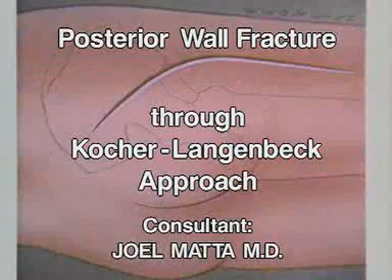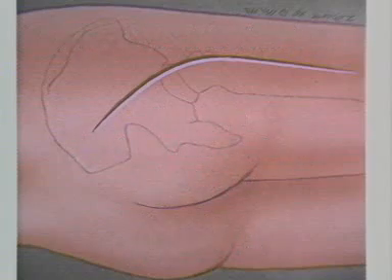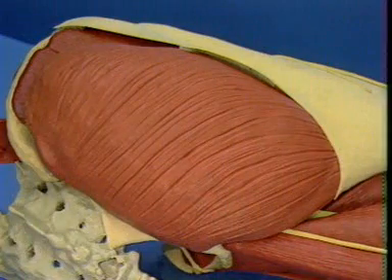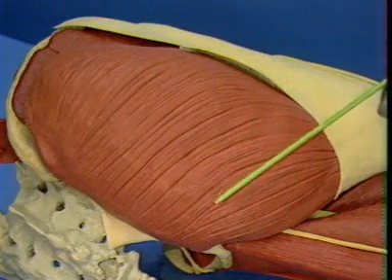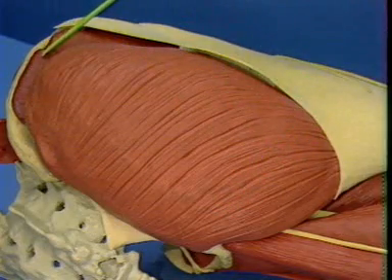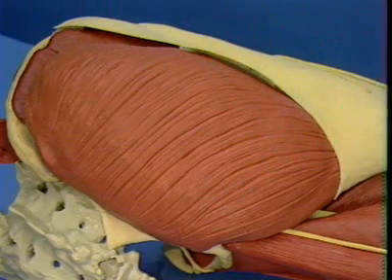The first exercise, the fracture of the posterior wall, is performed through the Kocher Langenbeck approach. For the Kocher Langenbeck approach and this fracture, the patient is placed in a lateral position on a standard table. The surgeon stands behind the patient. The head is to the left, the foot is to the right.